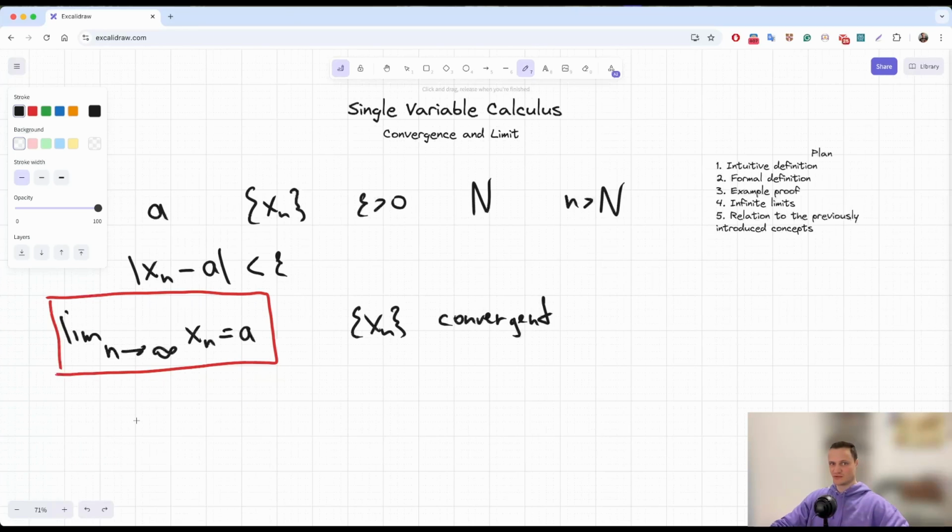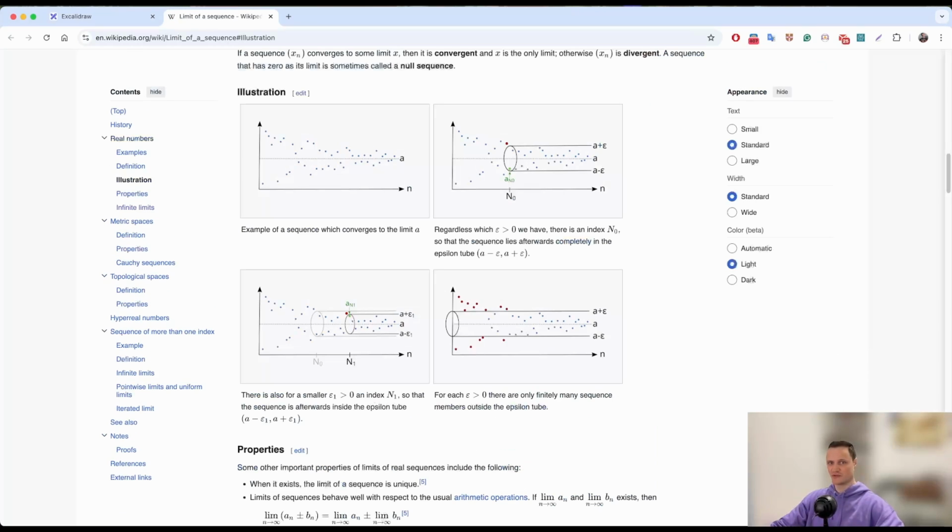You might also see alternative notations when discussing limits of functions rather than sequences. I'll make a note on this later. There is also a great illustration of this on Wikipedia.